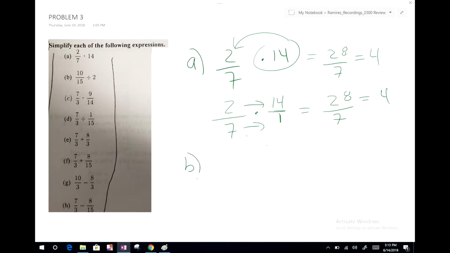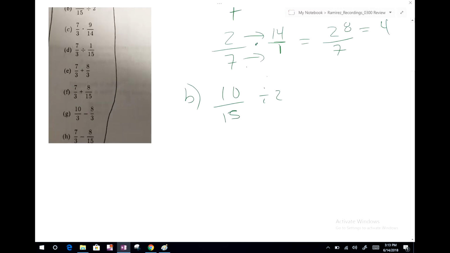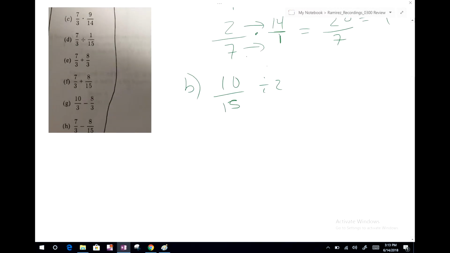Now, moving on to B, we have 10 over 15 divided by 2. When you have a fraction and you're dividing by a number or another fraction, you're going to multiply times its reciprocal. So this right here is going to turn into the following: 10 over 15 times a half. That's what it's going to turn into. And so afterwards, all we do is just multiply straight across, as we did in the previous problem. So 10 times 1 just gives us 10. 15 times 2 gives us 30. You can go ahead and cancel these two zeros out, and then all we get is 1 over 3.